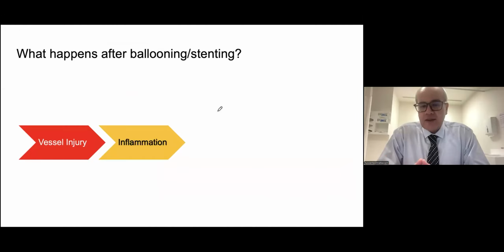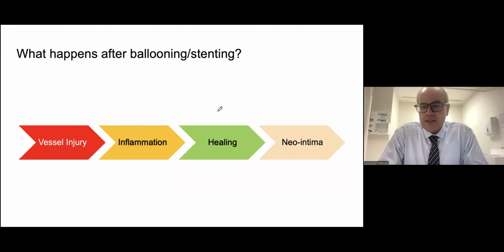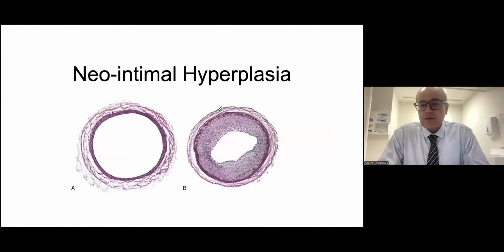This induces an acute inflammatory reaction, and the body tries to heal. And the main way of healing in the vascular system is by formation of new intima. This new intima comes from the surrounding endothelial cells and also comes from the vascular smooth muscle cells.